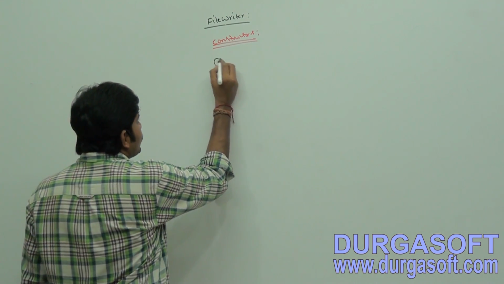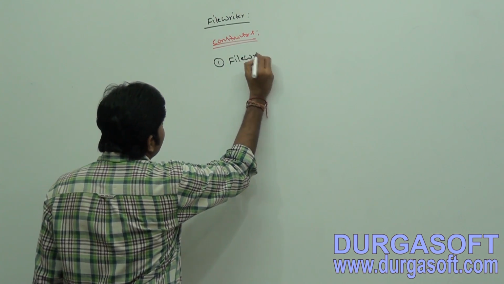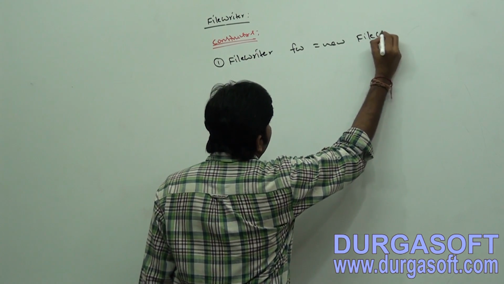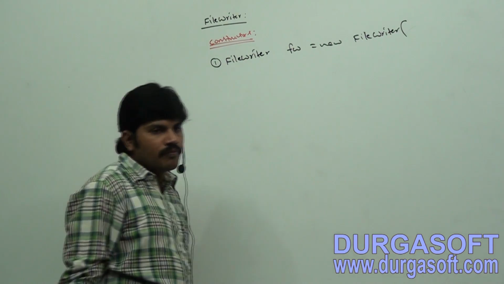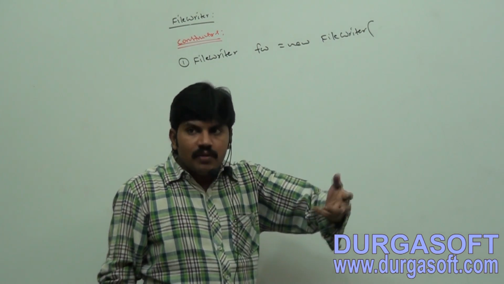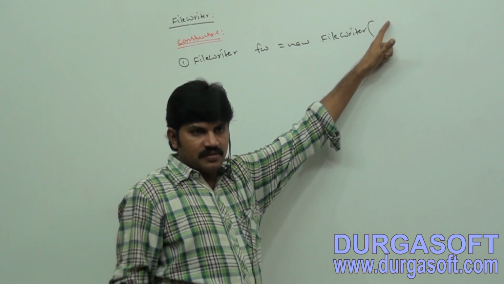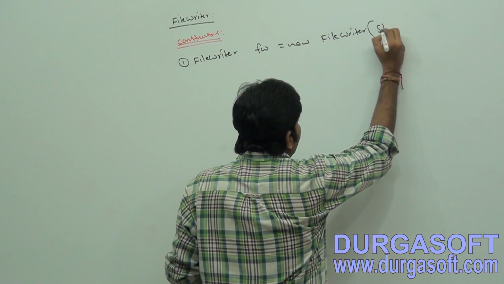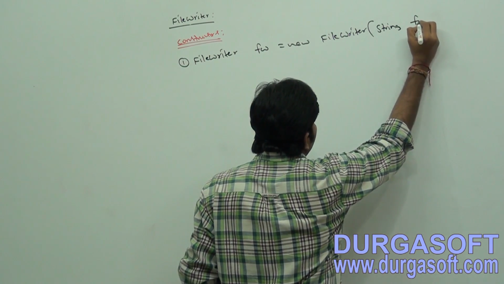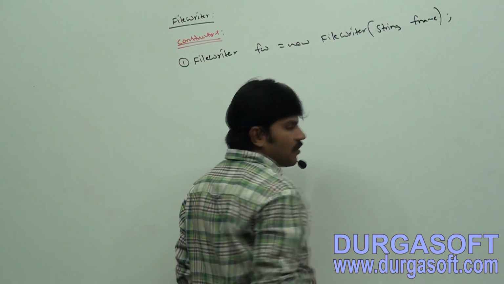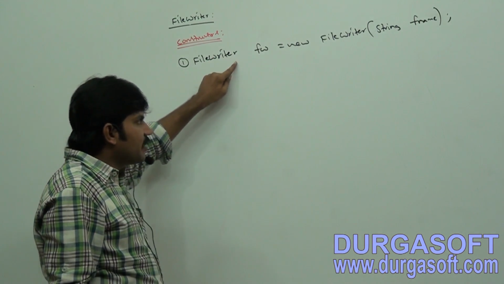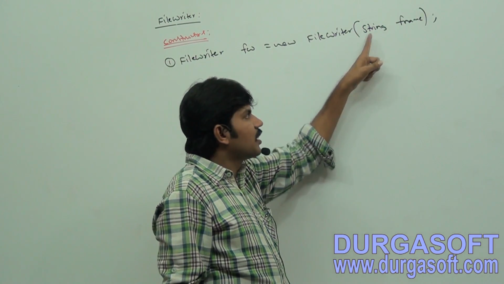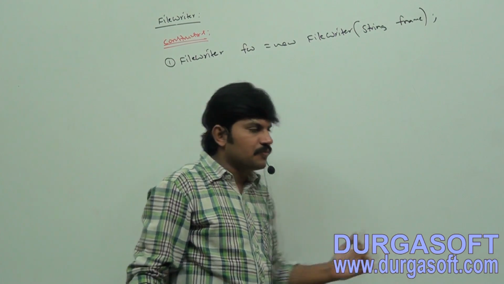The first one, observe. FileWriter fw = new FileWriter(...). To which file we have to write, abc.txt or demo.txt. Just spell out the file name. The argument is a String file name, very simple. FileWriter fw = new FileWriter("abc.txt") or demo.txt.